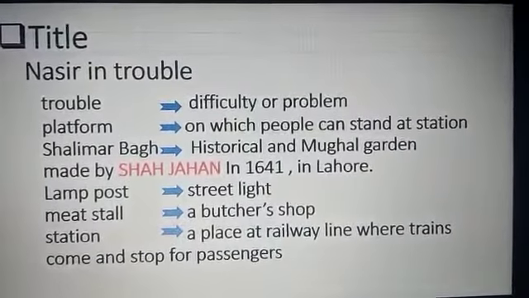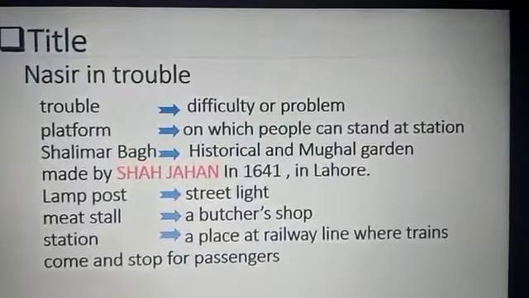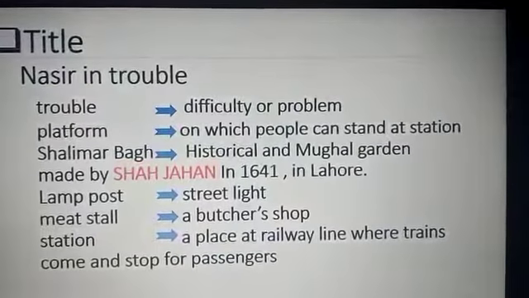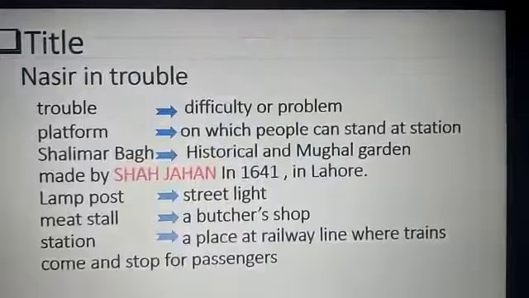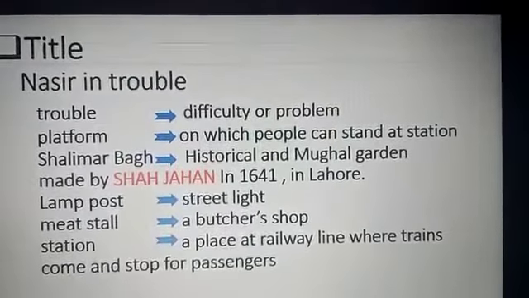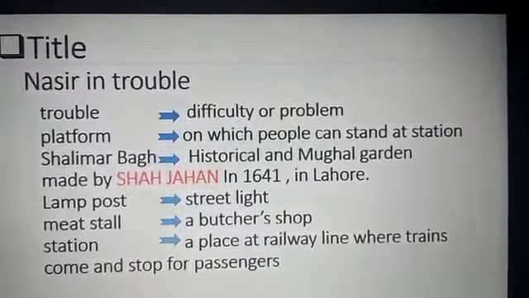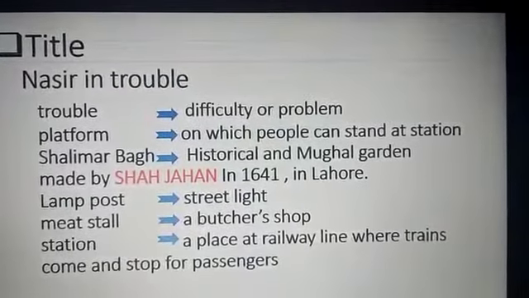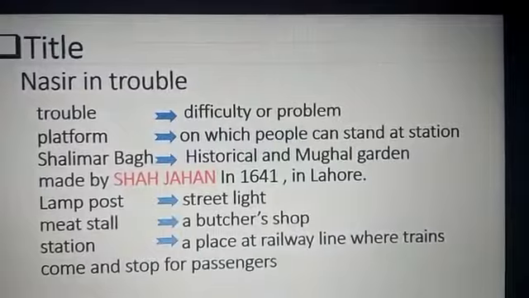Shalimar Bagh. Shalimar Bagh is a historical Mughal garden made by Shah Jahan, and Shah Jahan made it in 1641. It is situated in Lahore. Ye Lahore mein waqia hai aur Shah Jahan ne isko banwaya tha. Ye ek tarikhi bagh hai. And now I'm moving to the next word, and the next word is lamp post. Meaning of lamp post is street light.